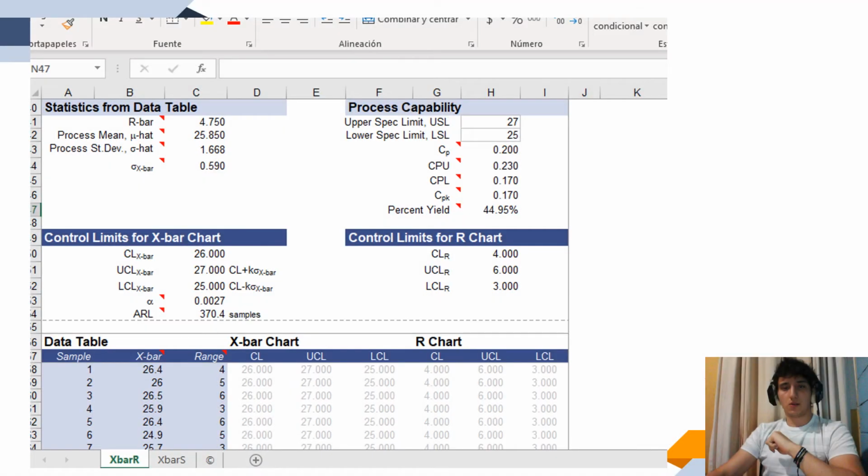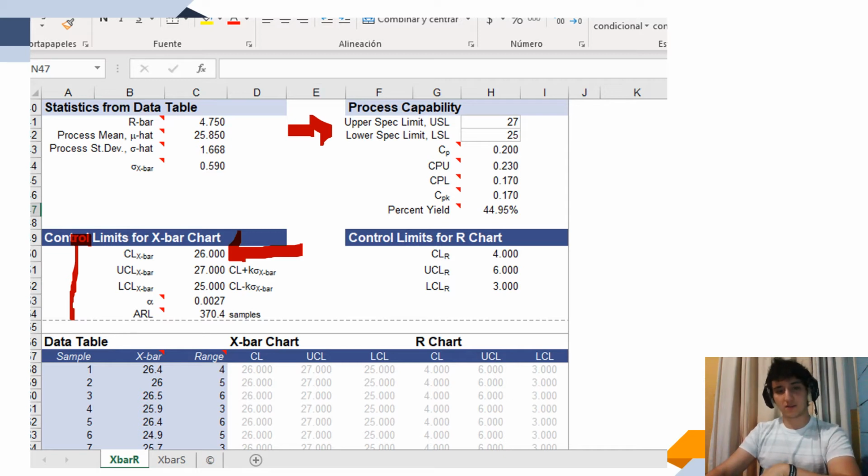It could be worse. Okay, so what I did next to be able to create the control charts with the data I had, I went online and downloaded an Excel document so we can have all the formulas here. Right here, as you can see, we have the upper limit and the lower limit, which were 27 and 25. Right here, the control limits for the X-bar chart. We have the average or the ideal value, which was 26. We have the upper control and the lower control, 27 and 25 again. And right here, down below, we have the data table with all the samples and all the information we have.